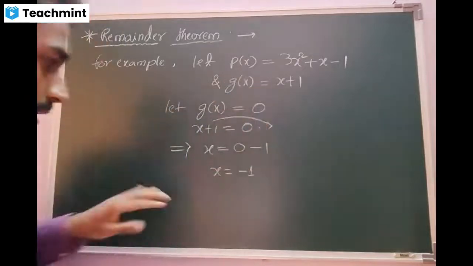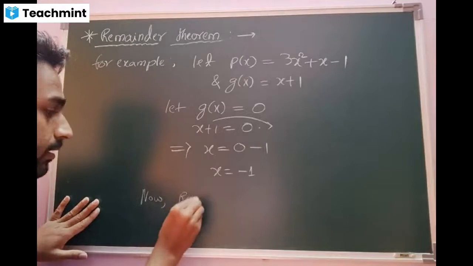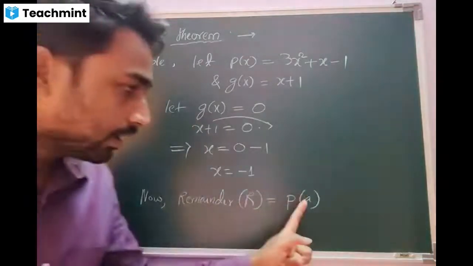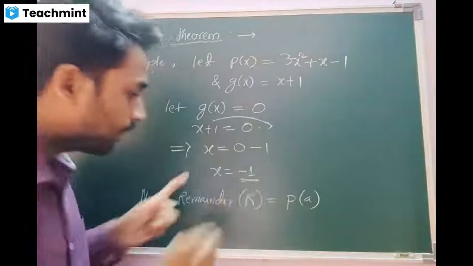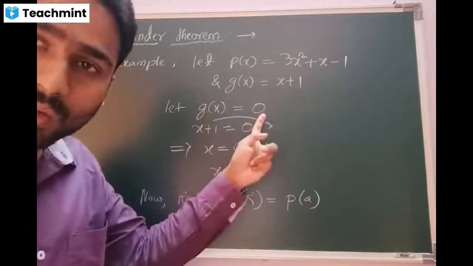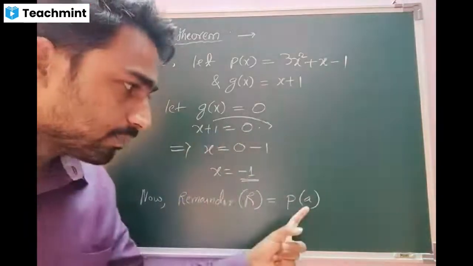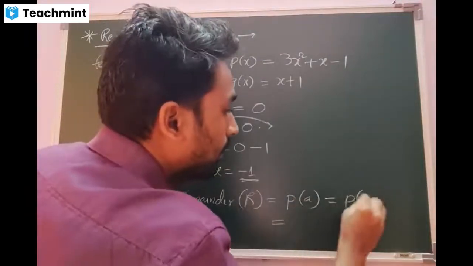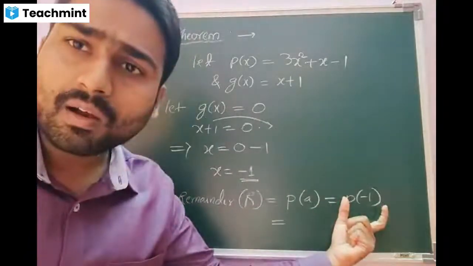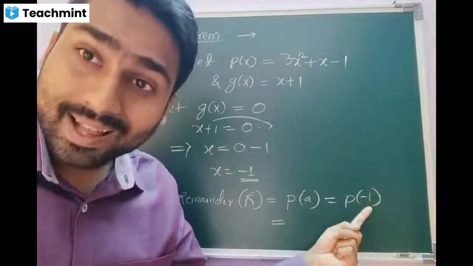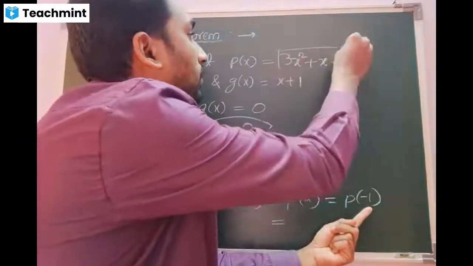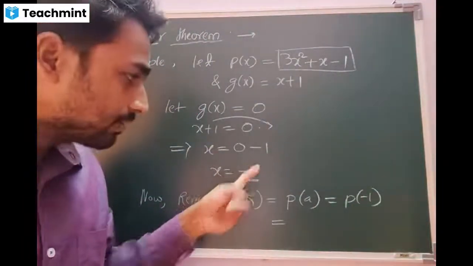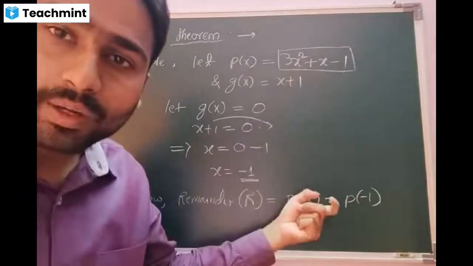Yes, sir. Now, remainder r is equal to p of a. Beta, a value is nothing but this minus 1. Whatever we get for x after equating the divisor to 0, that is the 0 of this polynomial, minus 1, that has to be taken as a. Is that clear, beta? Yes, sir. P of minus 1. Now the question comes, what is this P of minus 1? Beta, this minus 1 has to be put in this polynomial. That is the dividend. Whatever you get as the 0 for the divisor, that answer has to be put in the dividend and solved, and you will get the final remainder.